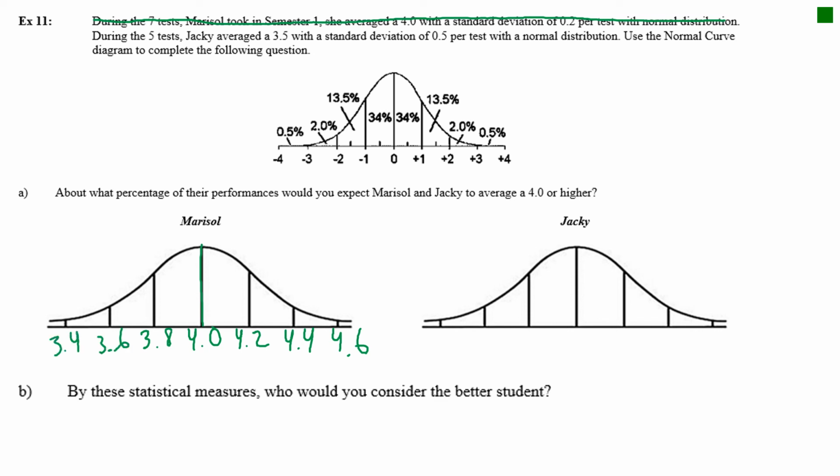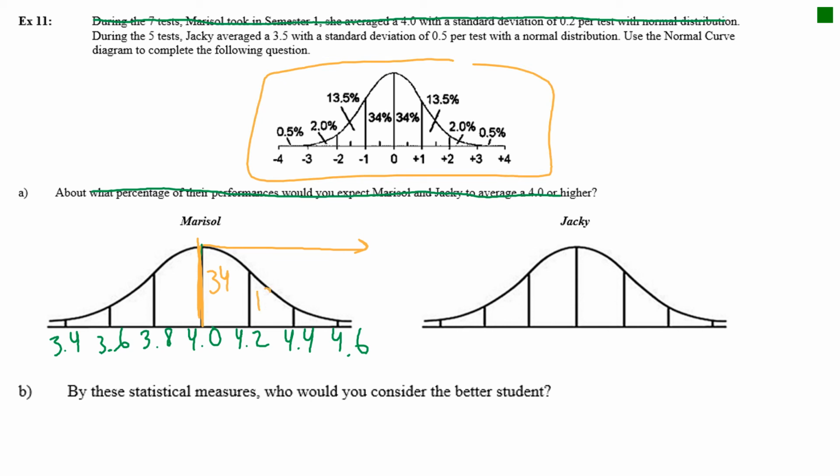Okay. Now, we want to know what percentage they would expect to get 4.0 or higher. So you'll notice that here's a 4.0, and then to the right is higher. Okay, so we're going to add up all those percentages. So this should be 34 according to this picture right here. This should be 13.5. This should be 2 and 0.5. You add those all up and you're going to get 50%. So Marisol is going to score a 4.0 or higher 50% of the time.